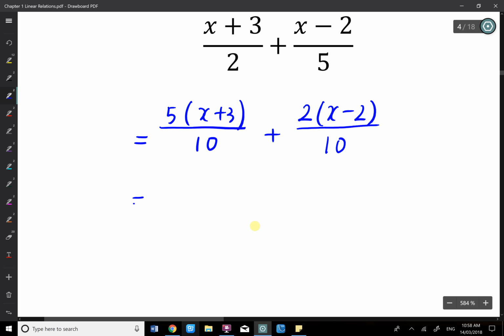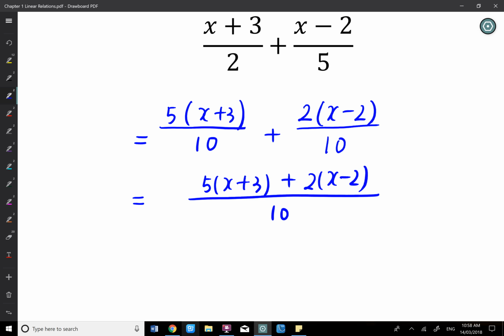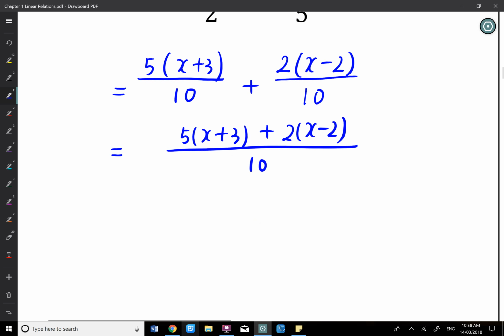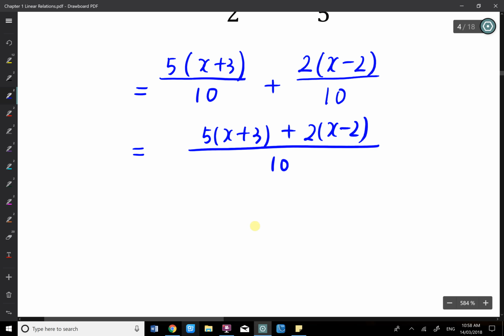And then I want to add the numerators and keep the denominator. Before we expand it, I will add them together first. Well, I will tell you why. When it's a sum, it's not that important to expand first or add them first. But for subtractions, you need to be careful. So I want to put them together first and then expand it. We have 5x plus 15 plus 2x minus 4 over 10.